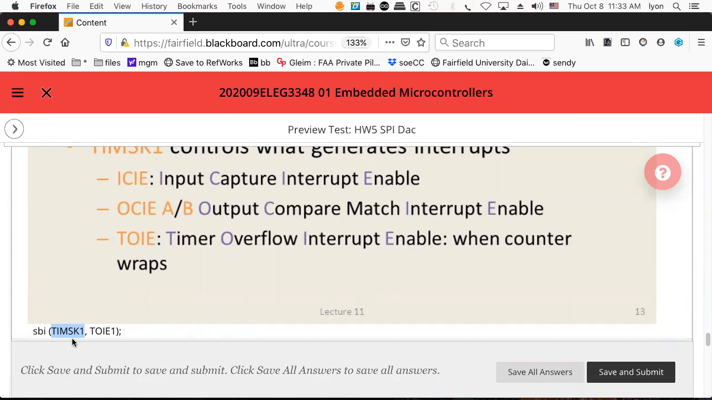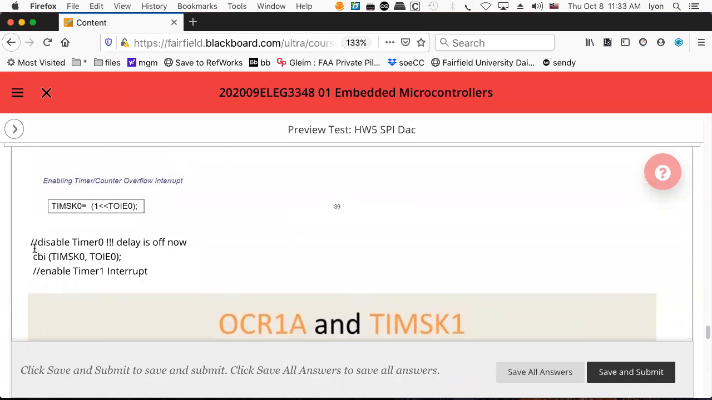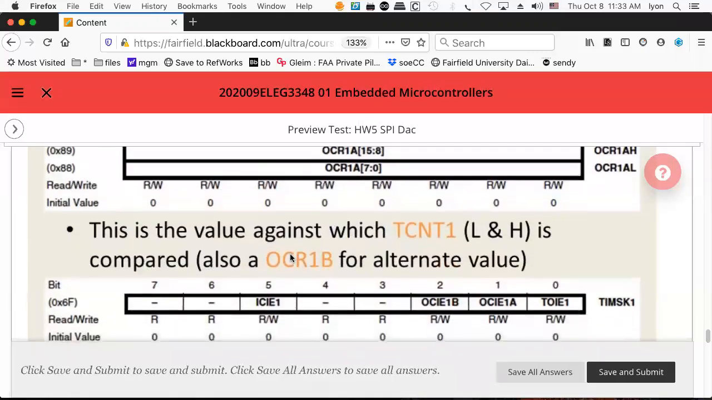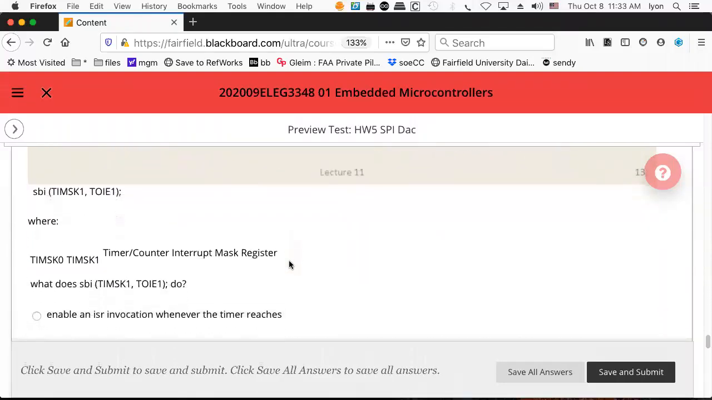So this is enabling timer 1 and disabling timer 0. So I guess that's what this is saying, right? By clearing the least significant bit on timer 0, we turn it off. Now we're going to set the least significant bit in timer 1, and we're going to enable interrupts on timer 1. I like that. That's sort of fine.